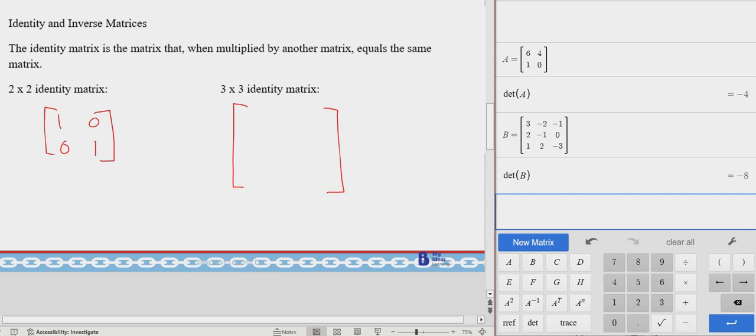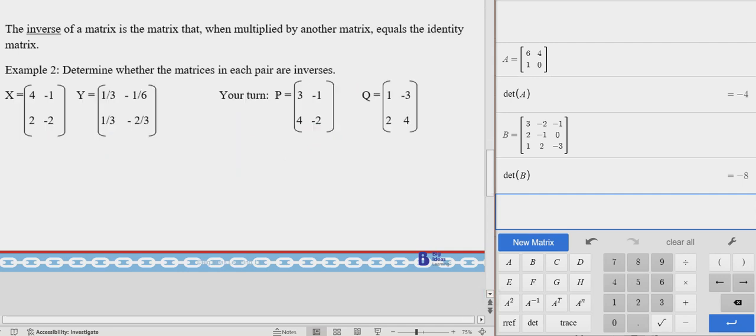So now I'm going to have a 3 by 3 matrix, ones on the diagonal, and then I fill in the remaining openings with zeros. And that's it for the identity matrix concept.